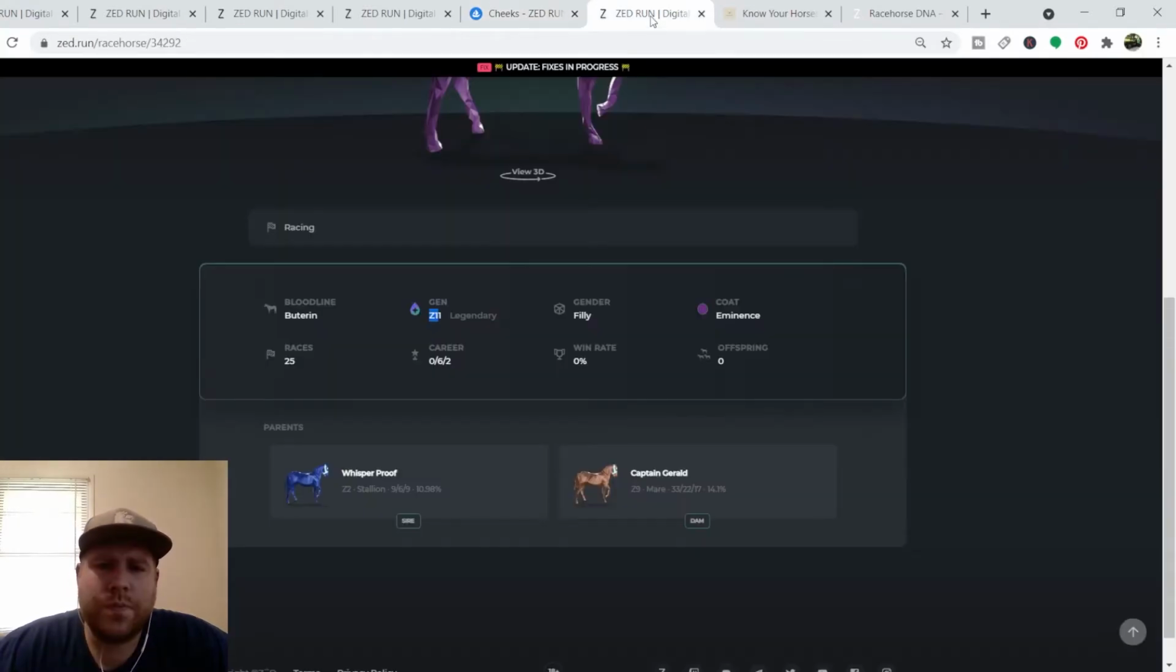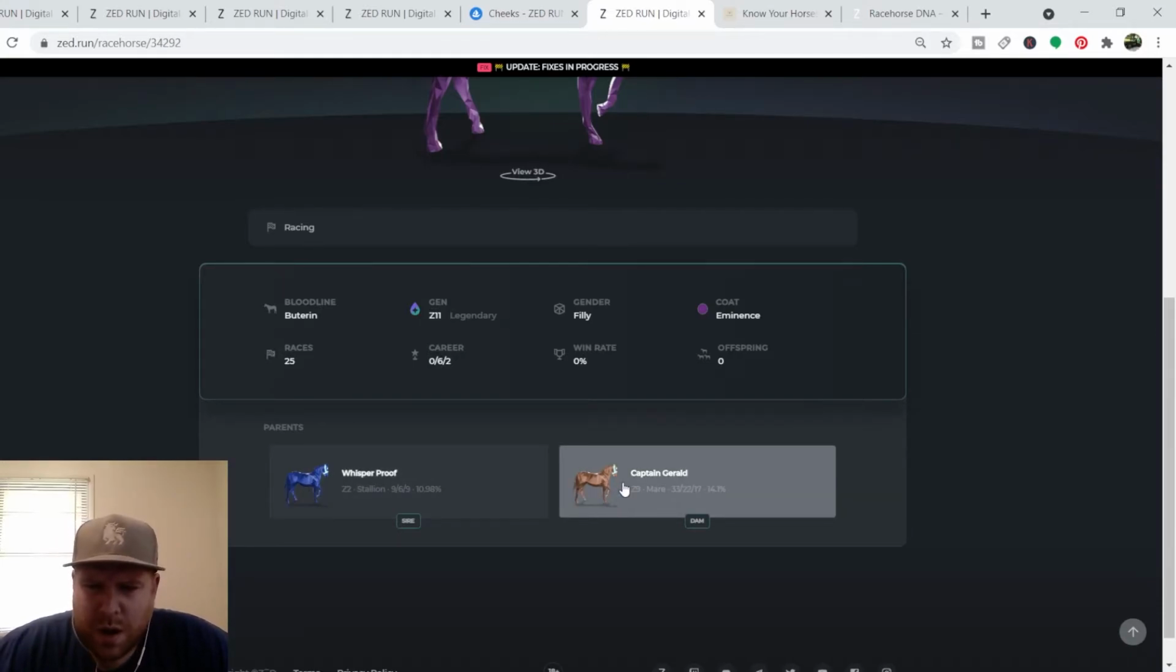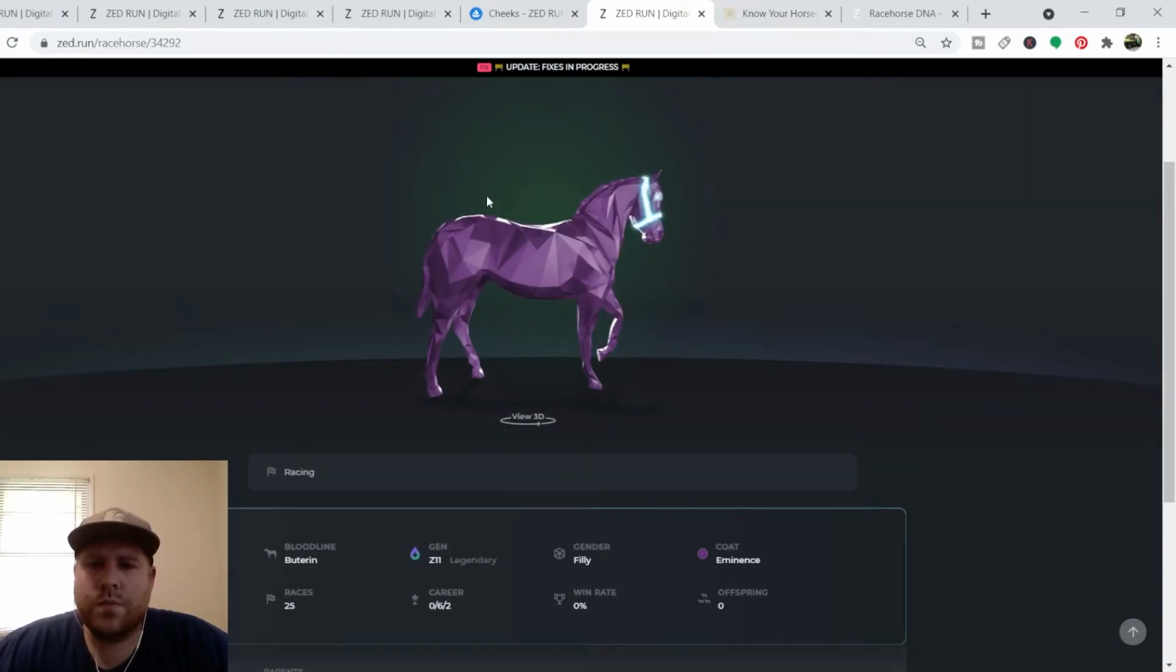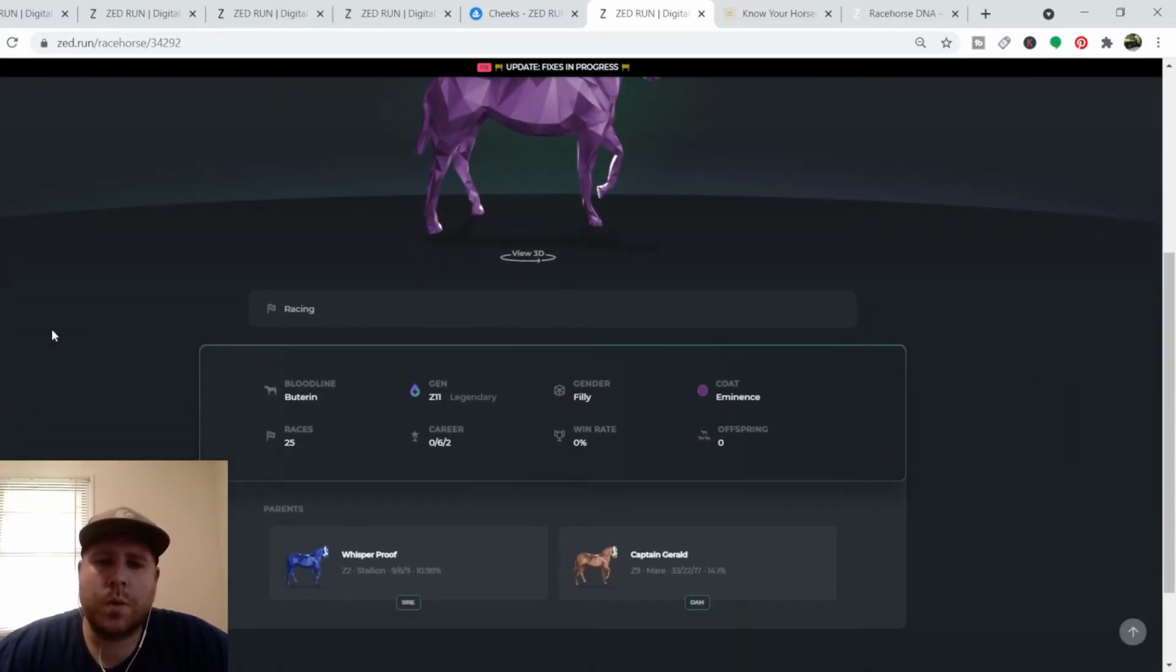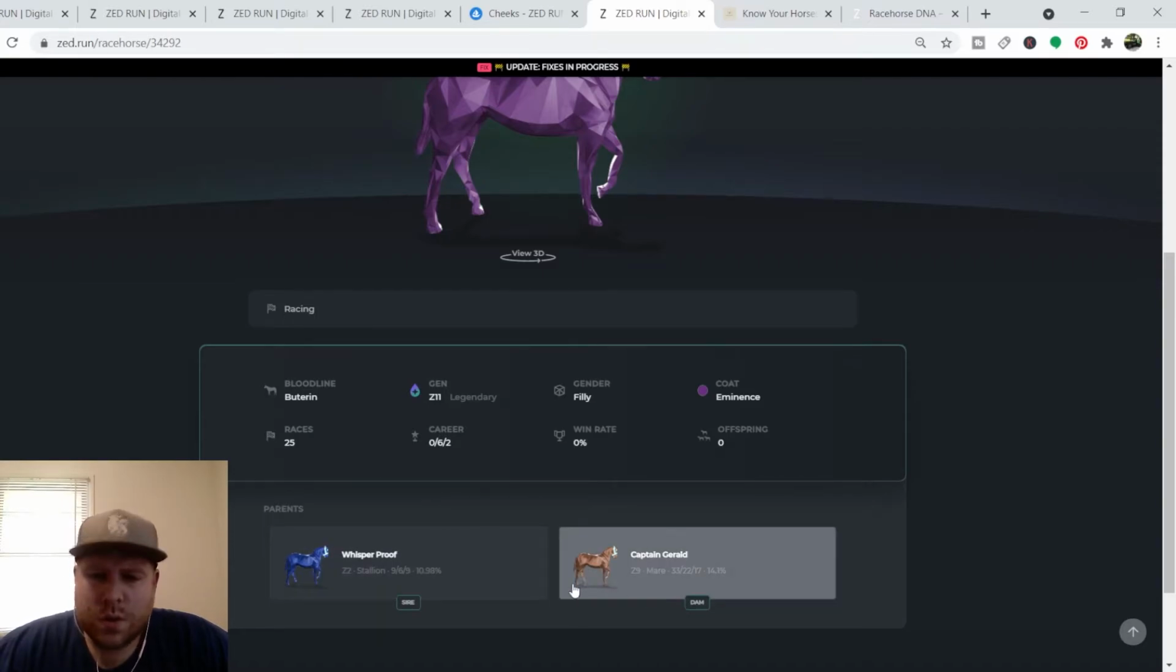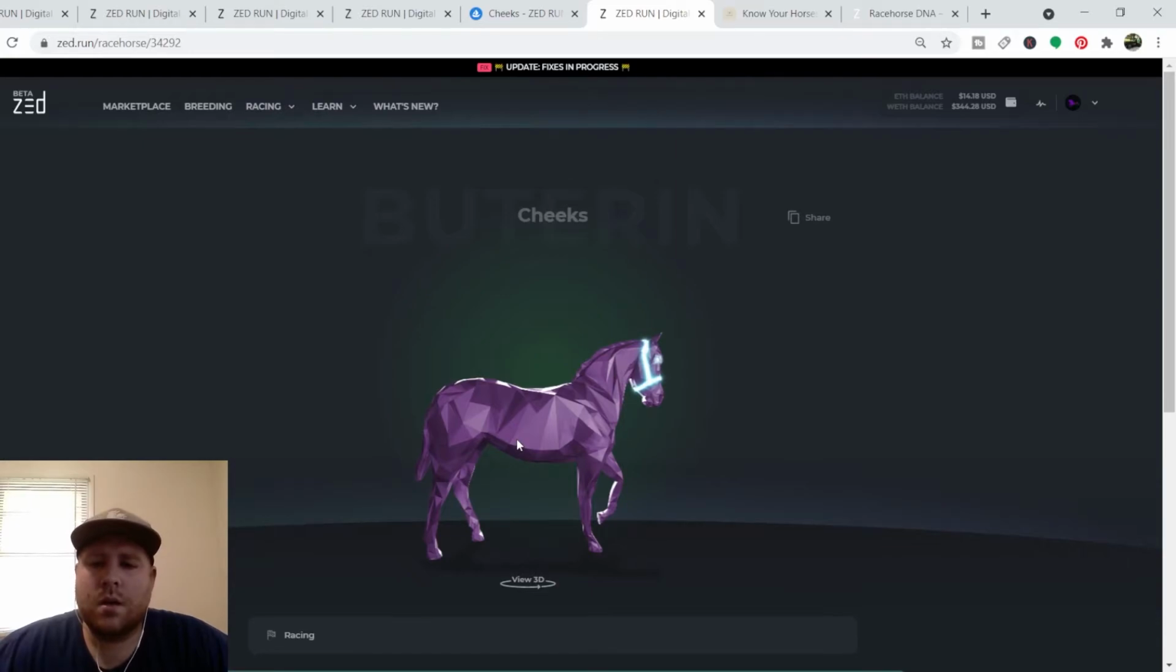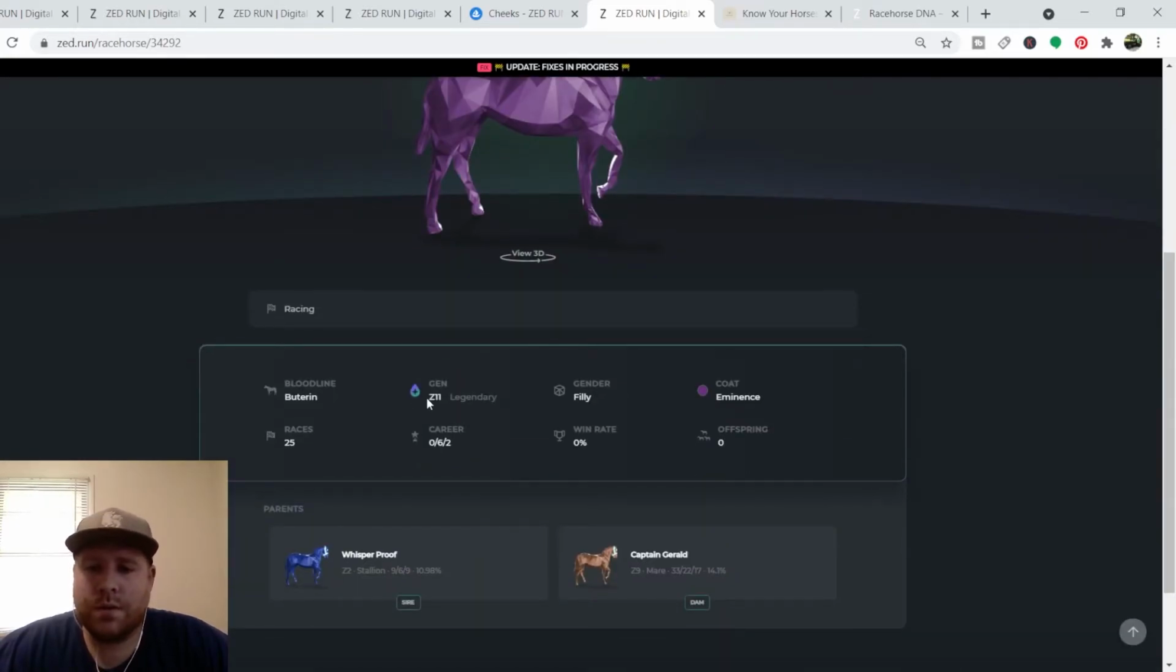It's breed type. So the way these work is whenever you breed two horses, as you can see, here's the parents from Cheeks. This is the first horse I purchased. You're going to combine the two Z numbers. This is a Z2 and this is a Z9 to make the new Z number, so Z11. That's how it works. For the Genesis horses, Nakamotos are going to be Z1 and 2.